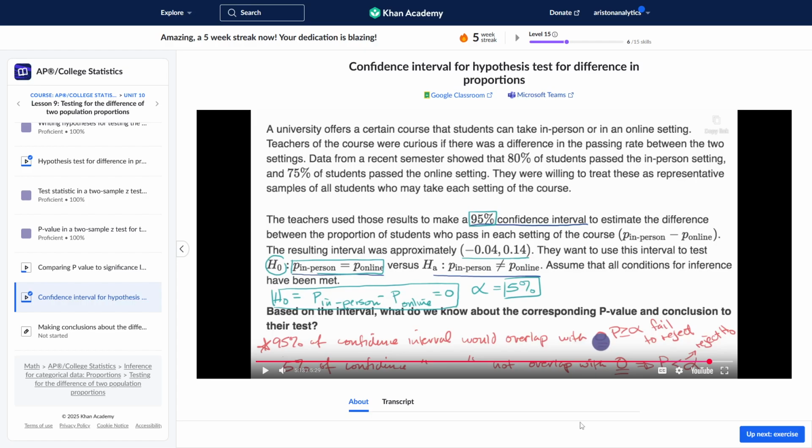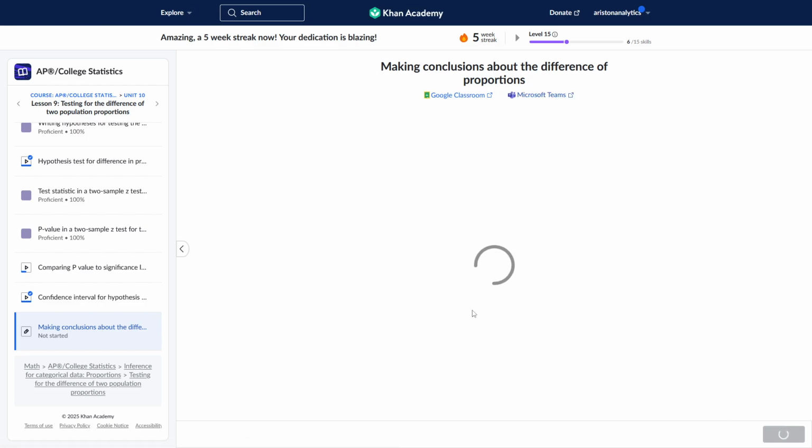Okay. So they've given us a confidence interval. They've told us what it was. They've given us the null and alternative hypotheses. And then we have a significance level, 5%. And from here, okay, let's do the exercise.